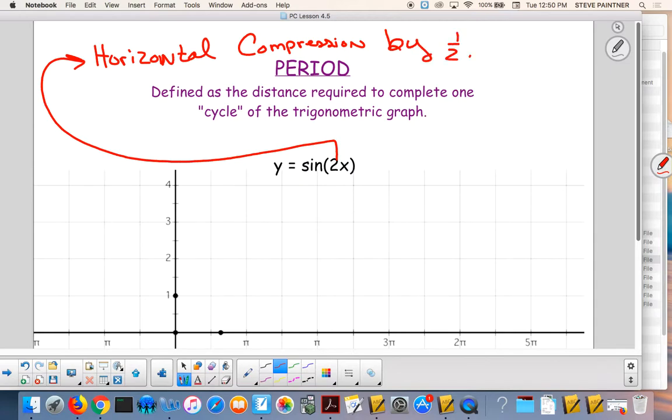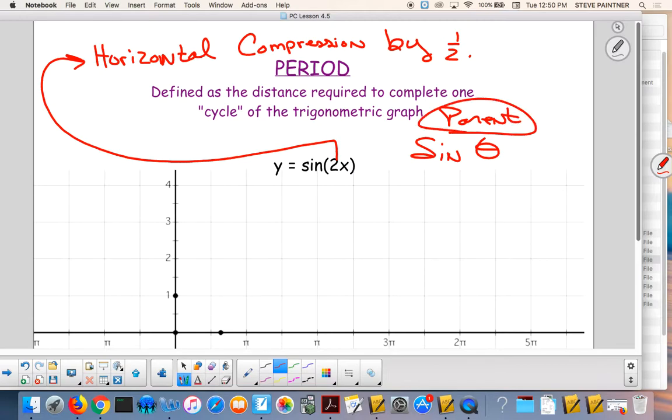Okay, so this one is kind of tricky because when the multiplier is inside the grouping symbol, it's horizontal, and it's the opposite of what you think. Bigger than 1, it's a compression. And to be a compression, you'd have to multiply by 1/2, right? Okay, so here's what I would do, if I were you. Quick, do that. Get the parent on paper.